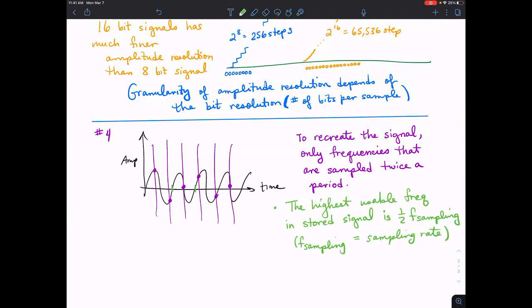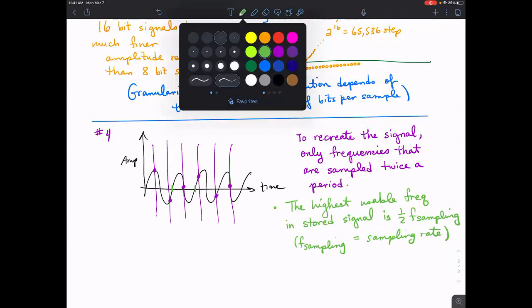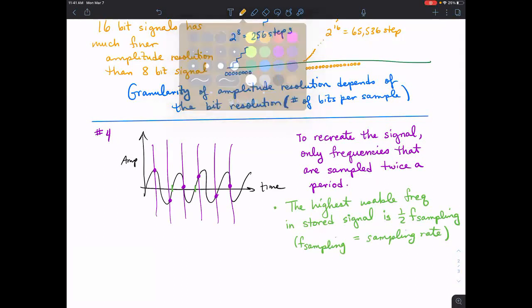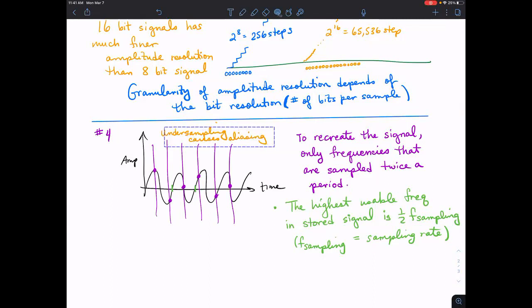All right, so as number 4 says, real quickly, this undersampling causes aliasing, where things that were higher frequencies originally appear as lower frequencies in the recording.